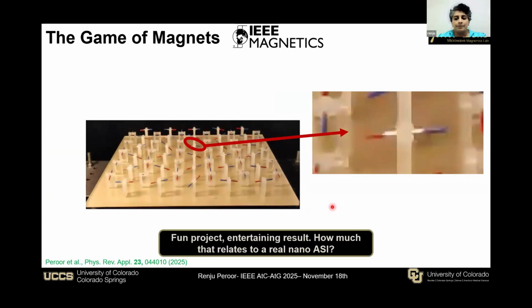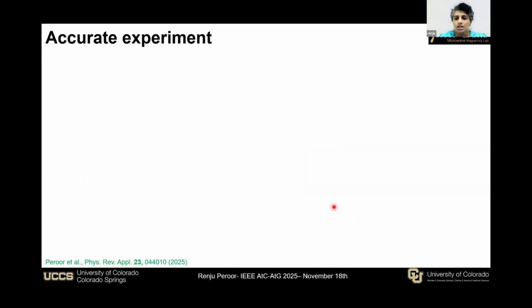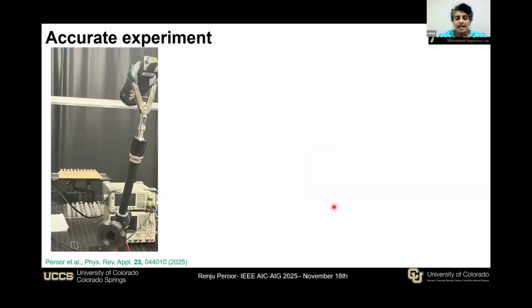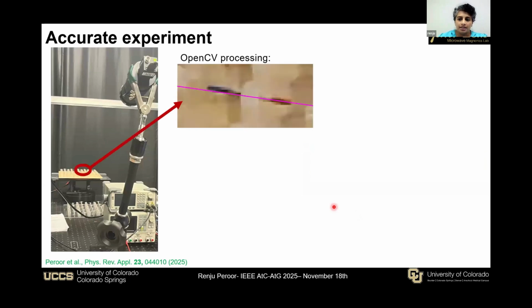So it started as a fun project. We got interesting results when driven using a dynamic magnetic field. Now let us see how much this lattice dynamics relates to nanoscopic artificial spin ice. To measure the dynamics, instead of the BLS or MOKE method, we used a non-invasive method, recorded using a high-speed video camera that records 250 frames per second.